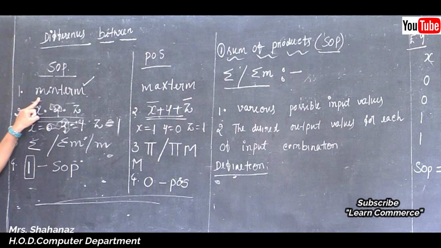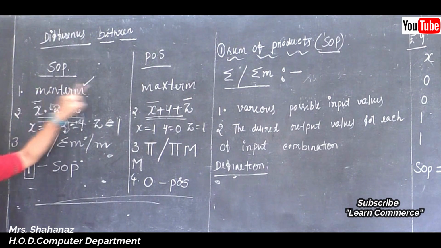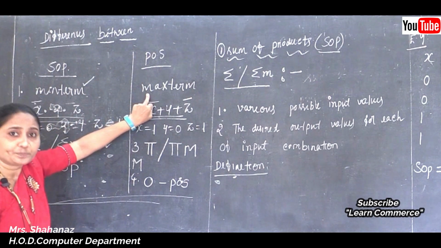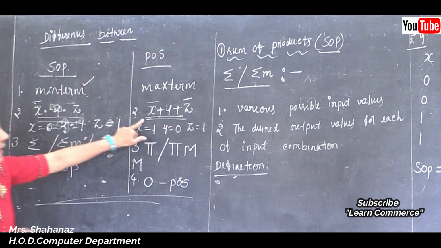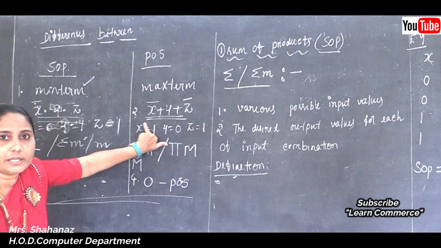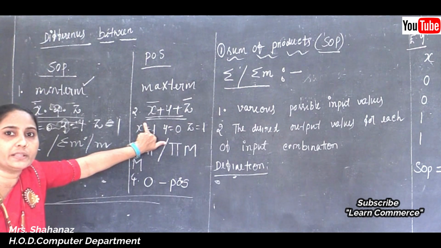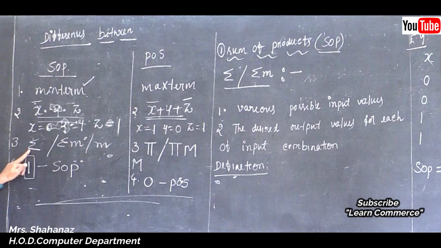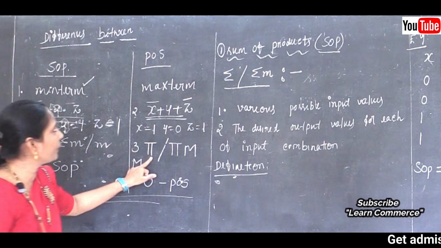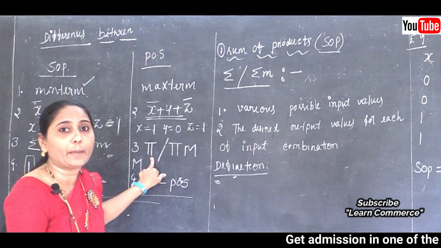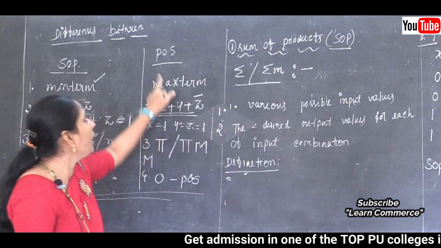The first difference is that SOP is the sum of the min terms, and POS is the product of the max terms. We know a min term is a product of all the literals, with or without the bar, within the logic system. A max term is the sum of all the literals, with or without the bar, within the logic system. In SOP the symbol used is sigma, or sigma small letter M, but in POS the symbol used is pi, or pi capital M.